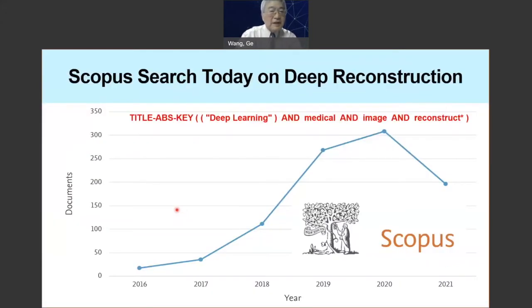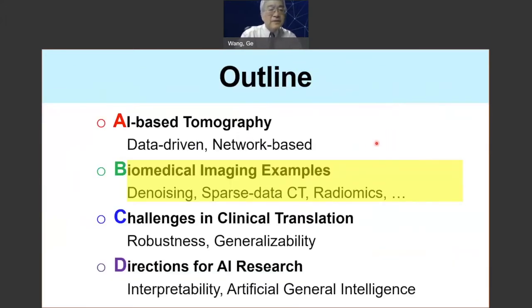I recently did a Scopus search, and just used the search rule: deep learning and medical and image and reconstruct star. You see this very impressive curve. Last year, we got over 300 publications on this topic. Okay. So, in the first part, I gave you some general background on AI-based tomography. Now, let me give you a few good biomedical imaging examples on denoising, sparse-data CT, and radiomics.